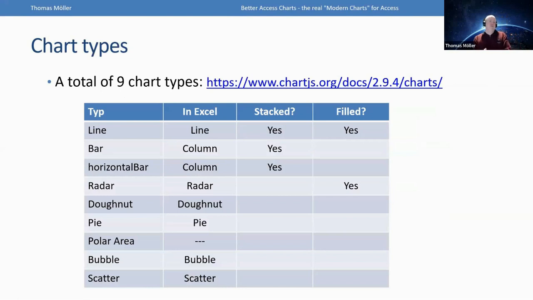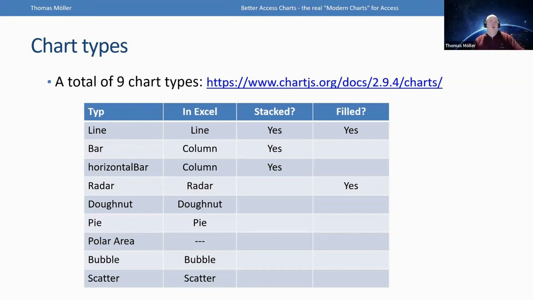What about the chart type? We have a total of 9 chart types in Chart.js. In the first column, I have the names from Chart.js, and in the second column, I look for the name in Access. And we see normally they are named equally. Only the column chart is maybe a bar chart or a horizontal bar chart when we have it in Chart.js.